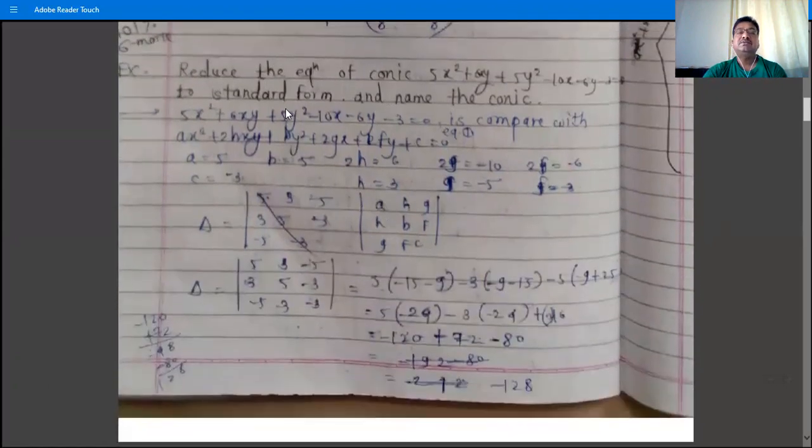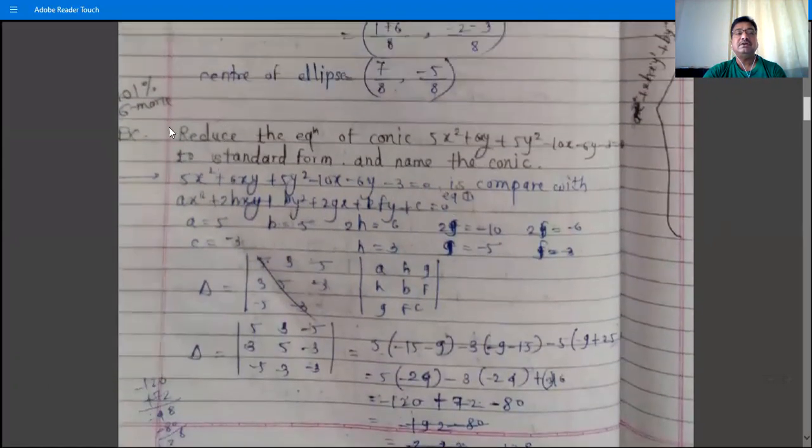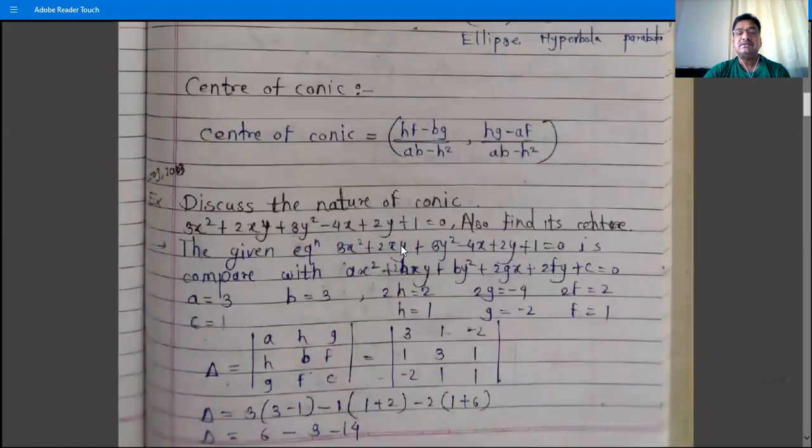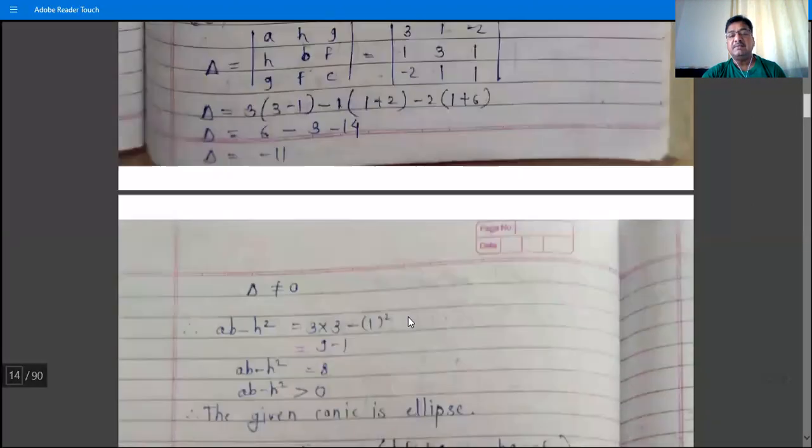So the next question is also important for 6 marks: reduce the equation of the conic 5x square plus 6xy plus 5y square minus 10x minus 6y minus 3 is equal to 0 to standard form, and name the conic. This is not in standard form. This equation represents an ellipse.